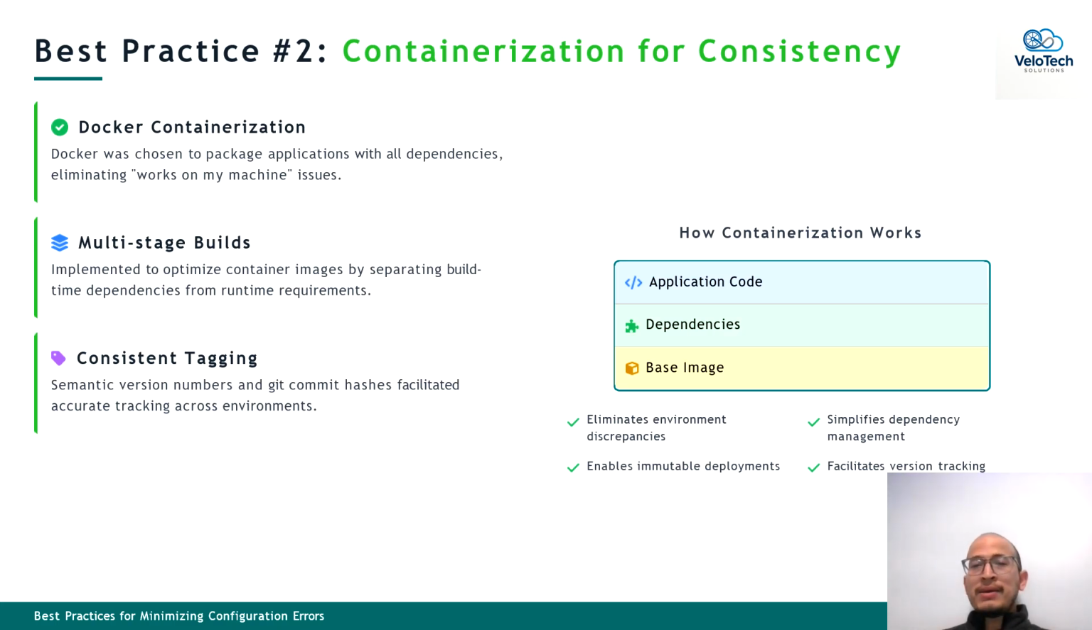This meant that at any point they could look at a running container and know exactly what code version it was running and which commit it came from. This traceability is invaluable when you are troubleshooting issues. Containerization gave them four key benefits. It eliminated environment discrepancies, simplified dependency management, enabled immutable deployments, which we'll talk about more later, and facilitated accurate version tracking across all their environments.